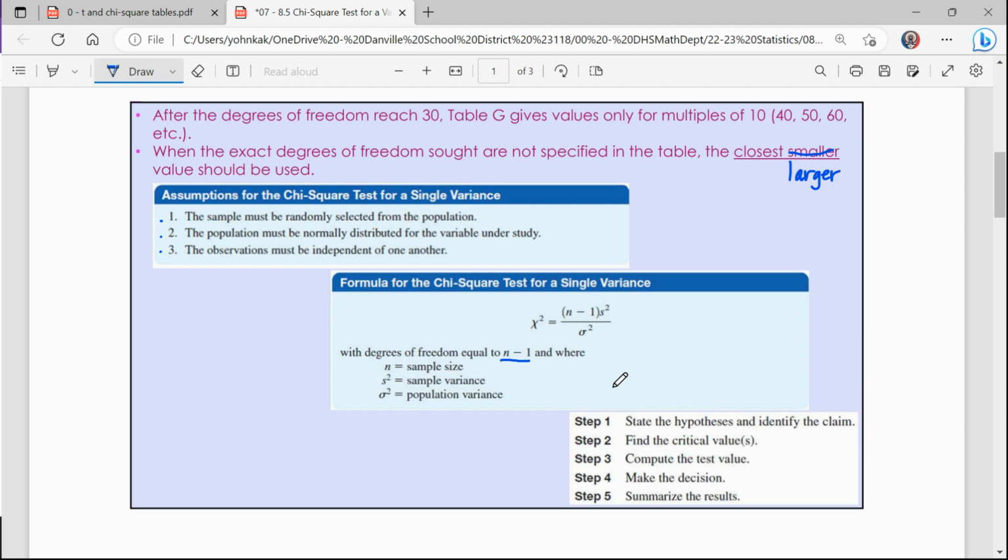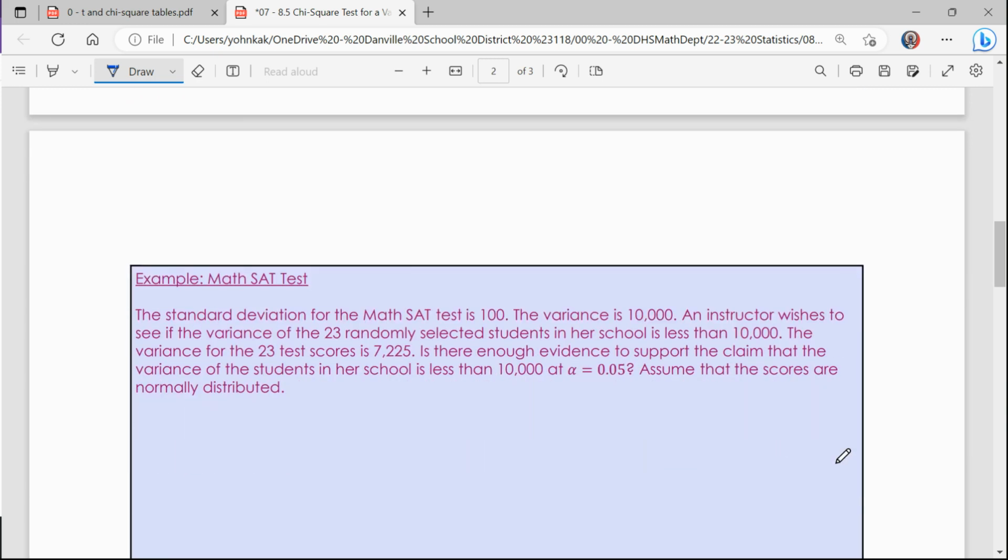Then I've got your 5 steps for the hypothesis test listed. State the hypotheses and identify the claim. Find the critical value and draw your picture, compute the test statistic, make your decision, and then summarize your results. So the same 5 hypothesis test steps.